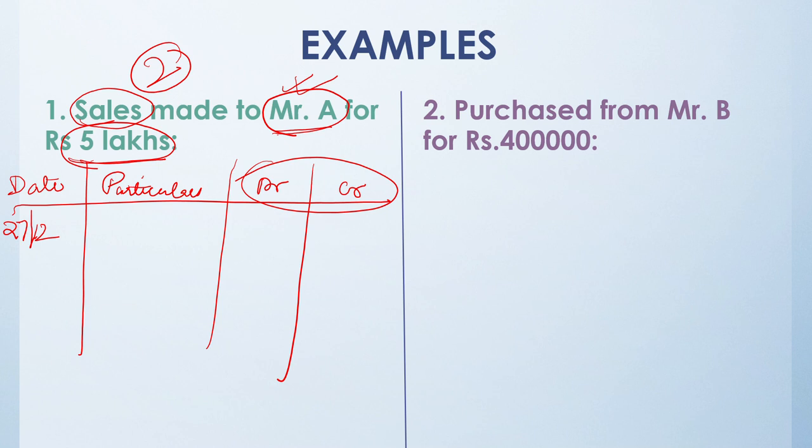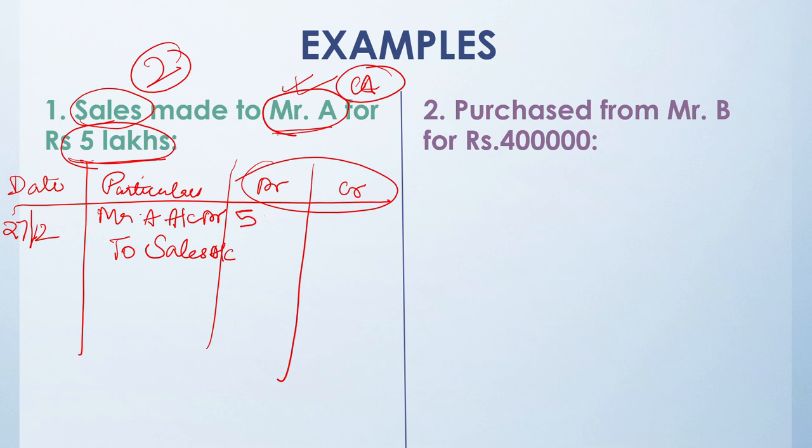Since Mr. A is yet to make the payment to us, he is a debtor. Debtor is a current asset. So when the asset is increasing, it has to be debited. So Mr. A account has to be debited. So I'm debiting Mr. A account. Debit to what happens? Sales account, right? Because your income is increasing, so it has to be credited. So Mr. A account debit to sales account.